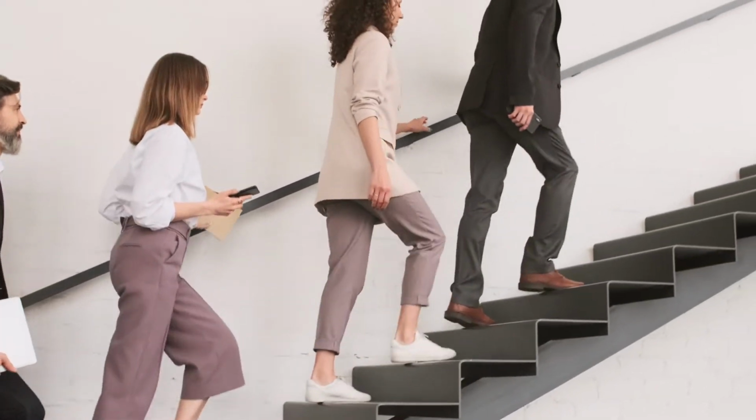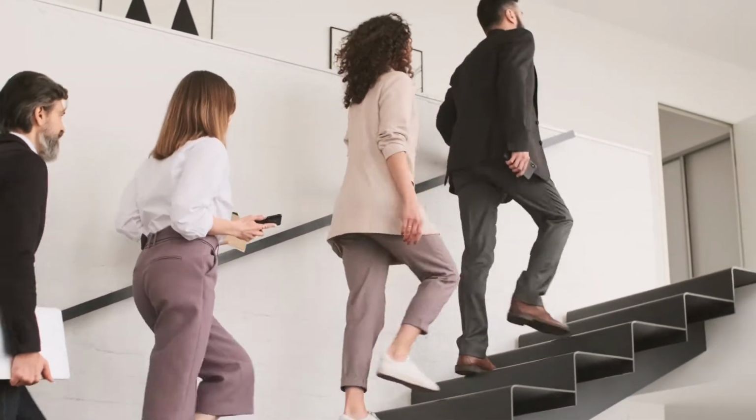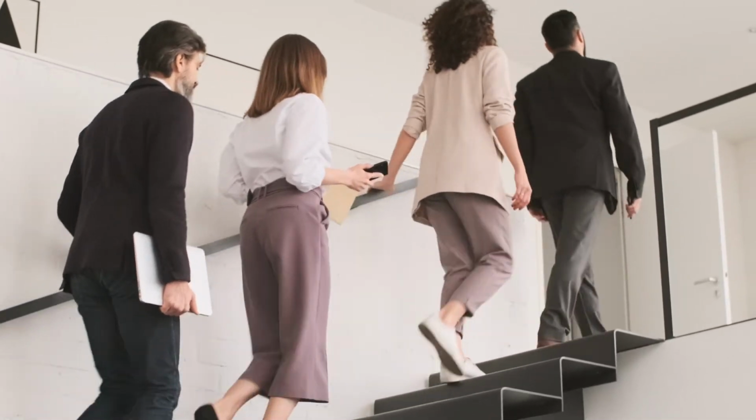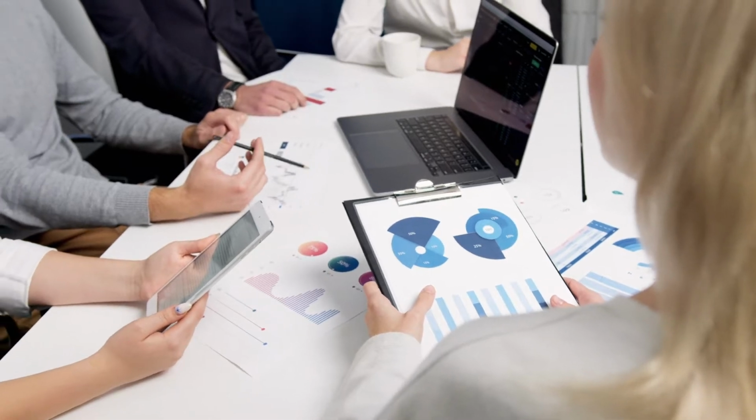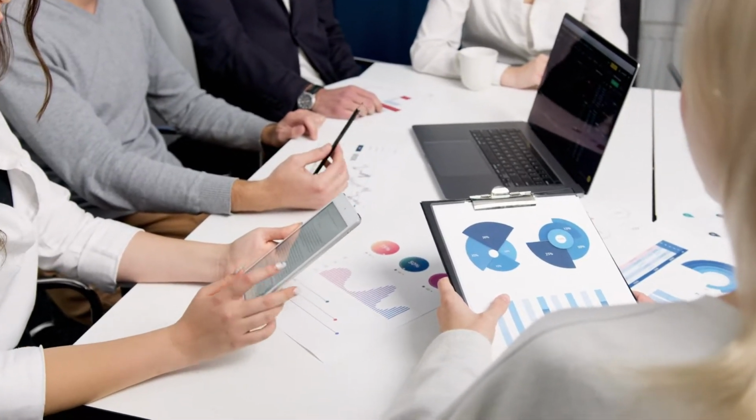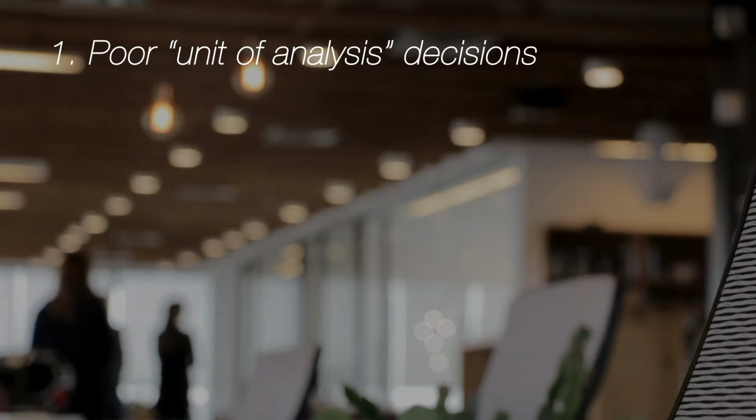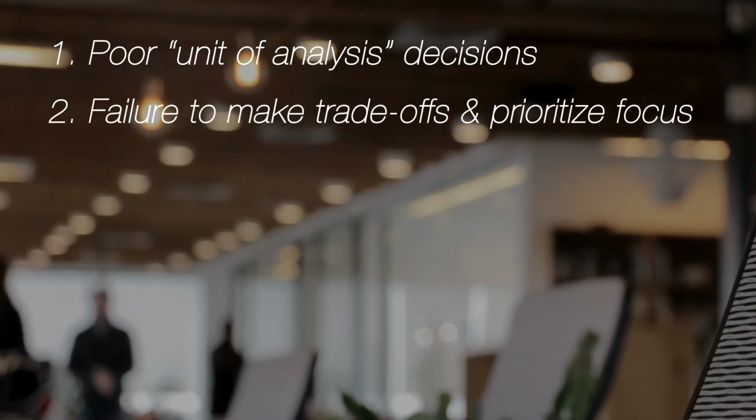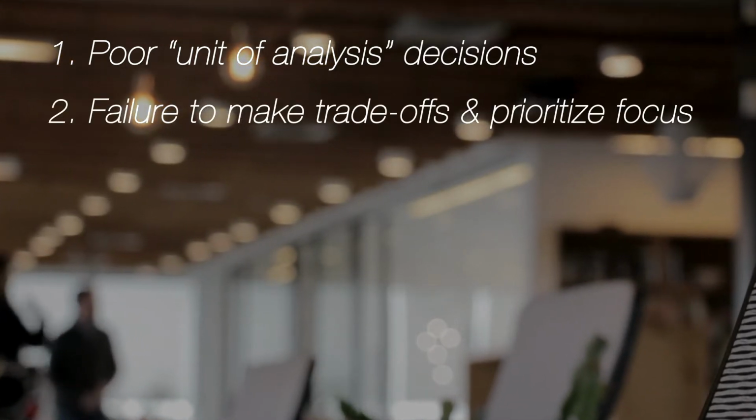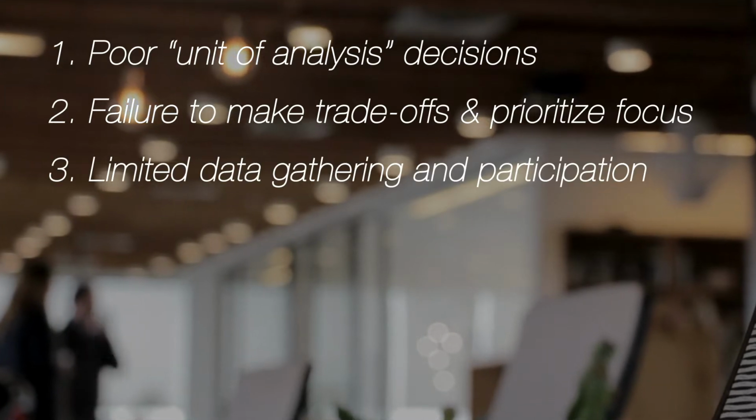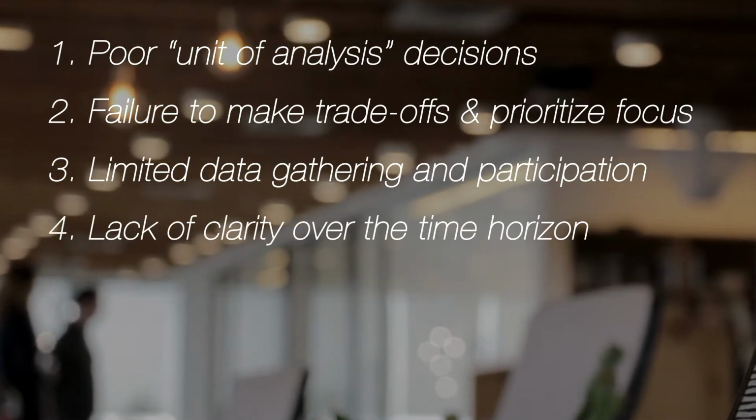This article reports on the study of 41 organizations that developed causal maps in support of strategy execution. Practitioners readily employed causal thinking to construct the maps, but often encountered pitfalls in two areas: framing the development of maps and the causal thinking used when constructing maps. There are 4 specific pitfalls related to the framing of how to develop causal maps: poor unit of analysis decisions, failure to make trade-offs and prioritize focus, limited data gathering and participation, and lack of clarity over the time horizon.